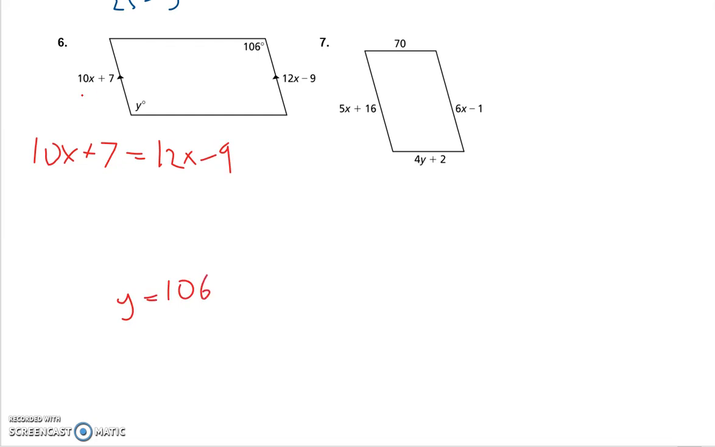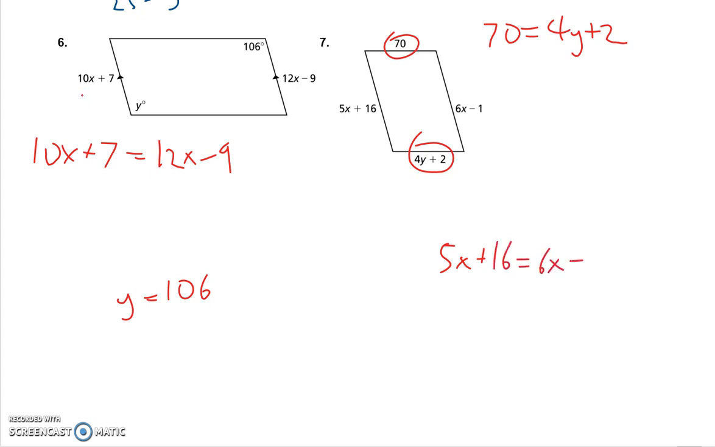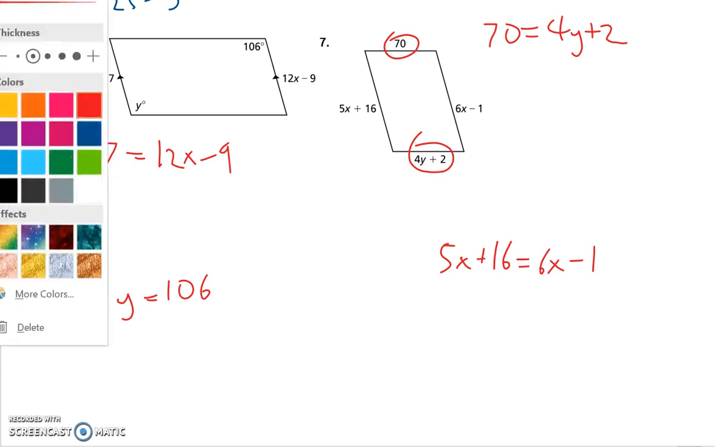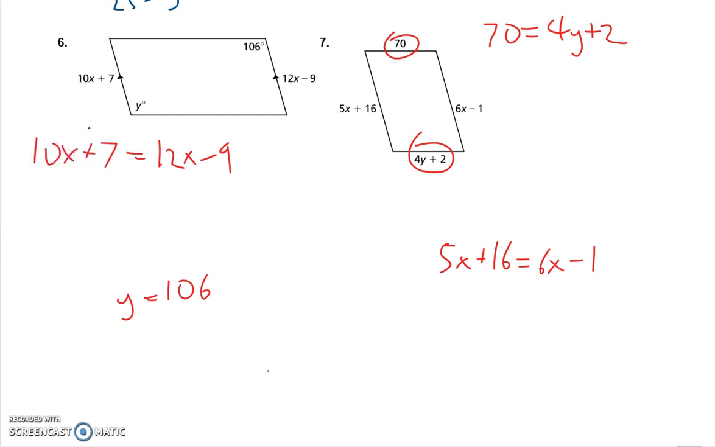Over here, top and bottom, you do these two. 70 equals 4y plus 2 is the first one. And the other one you do 5x plus 16 equals 6x minus 1. So this is the first step for these two. You'll do each of them basically just solve from here.